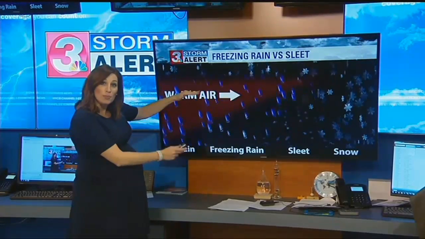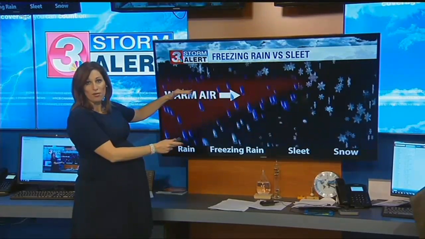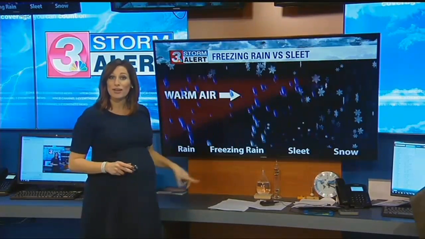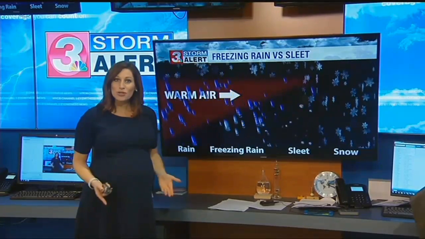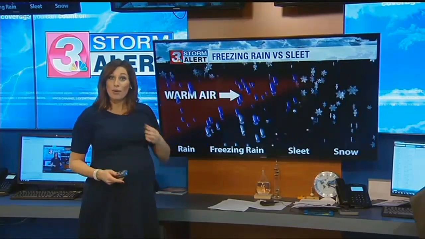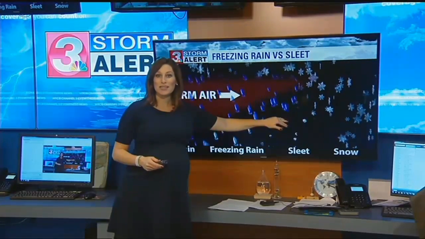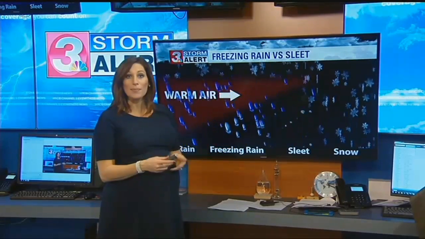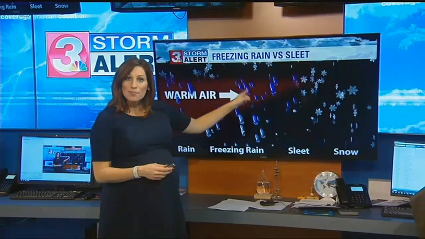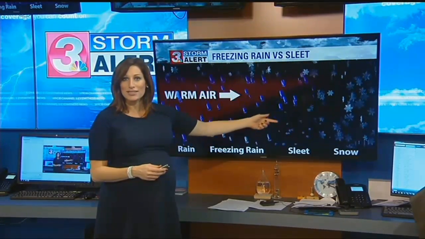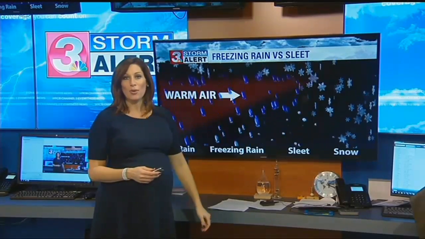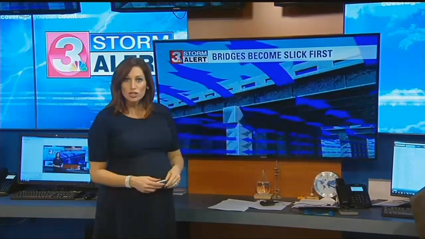Now, when there's a big wedge of warm air aloft and then the surface temperature is at 32 or colder, that's when you get freezing rain. However, if that warm wedge of air is smaller, then you get refreezing occurring before the rain drops, or before the snow drops, and it becomes sleet. So it melts into rain and then it refreezes. And then if there's no warm layer, then you have, you guessed it, all snow.